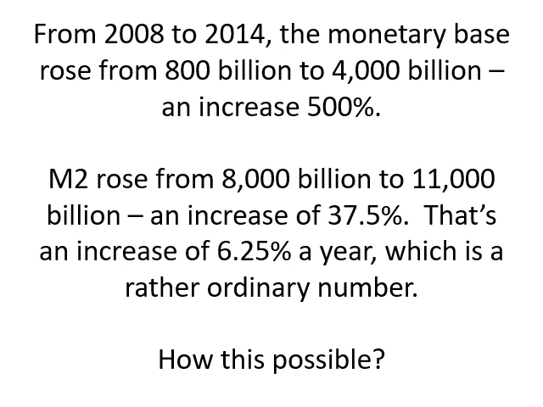During that same time, M2, the money supply measurement M2, rose from 8,000 billion to 11,000 billion. That's an increase of 37.5%, which is about an increase of 6.25% a year. And that's a very ordinary number. Money supply goes up sometimes 6.25% when the Fed's not doing anything special to try to give a big increase to the money supply. So we have an economic puzzle here, a conundrum. Riddle me this, Batman. How can the monetary base go up 500%, and yet the money supply only go up 37.5%? And the answer is the zero bound problem.